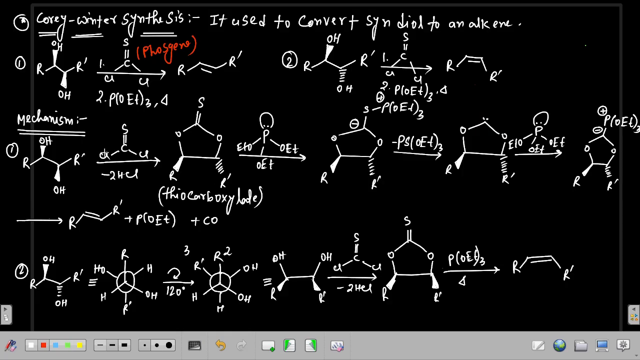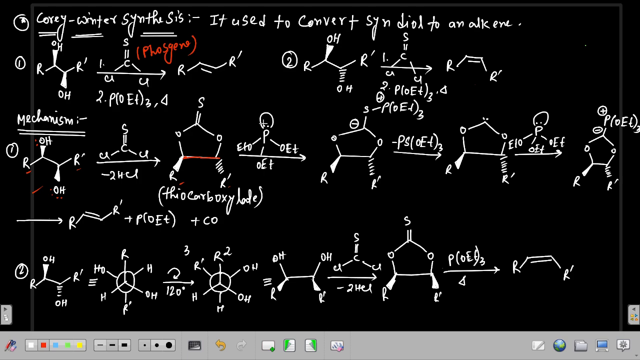Okay, now we will see the mechanism. This is the syn diol, so we don't need to do anything. It will react first with this thiophosgene, and it will form this thiocarbonate intermediate. Because here the two hydroxyls are syn, we don't need to do anything here. Here this R and this R dash are in anti position, so both are trans to each other.